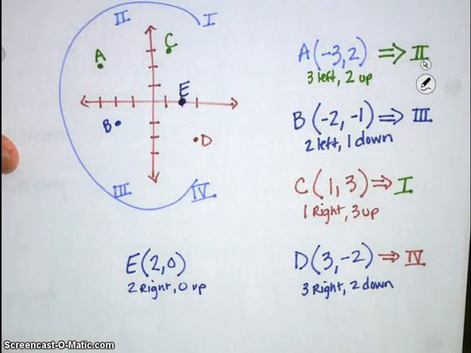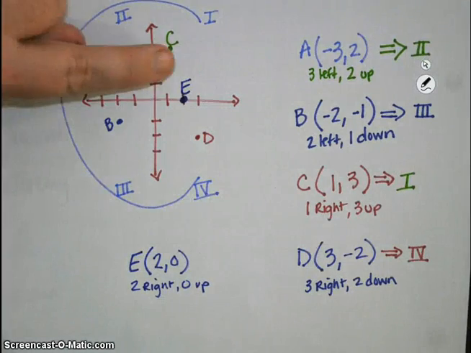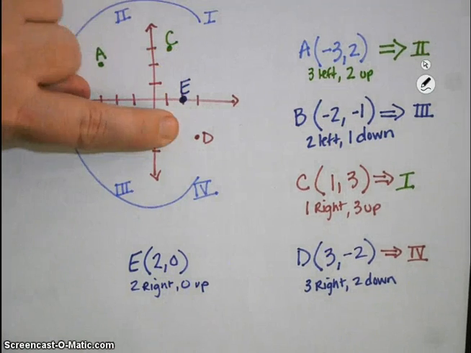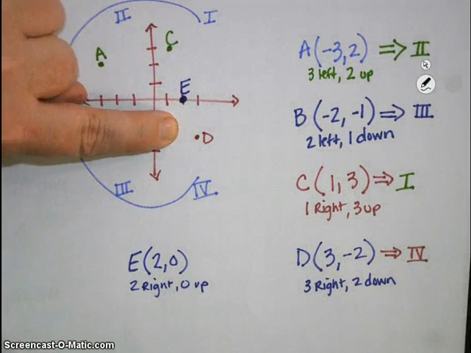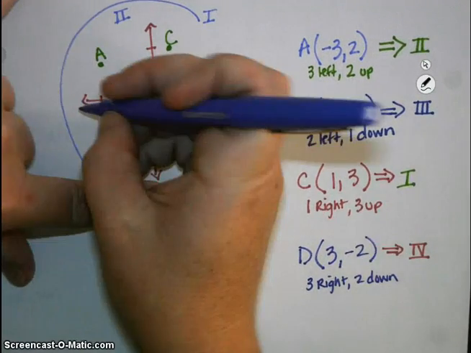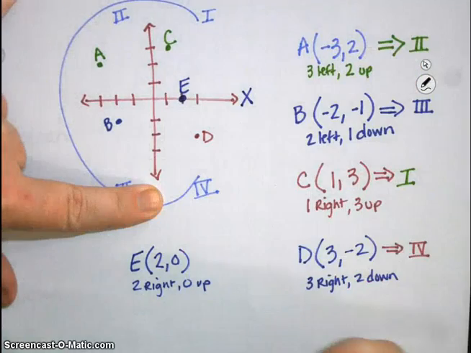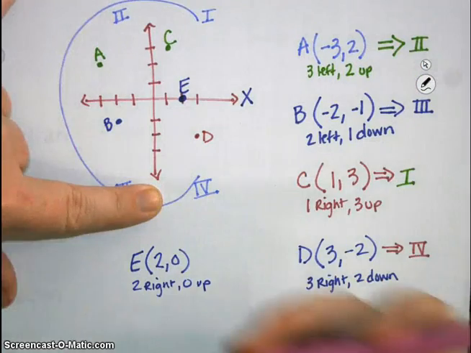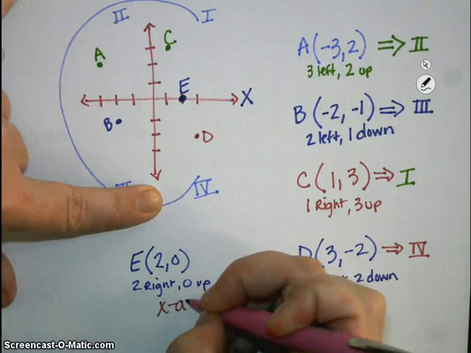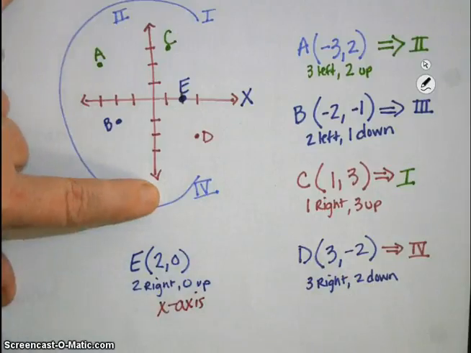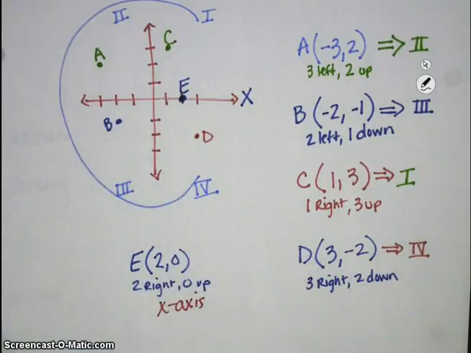That's point E. It is neither in quadrant 1 nor 4. It is actually on an axis. This particular axis, left to right, is the x-axis. So I'm going to say it's on the x-axis. And that is our coordinate plane.